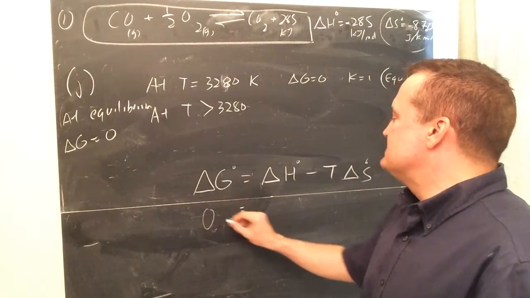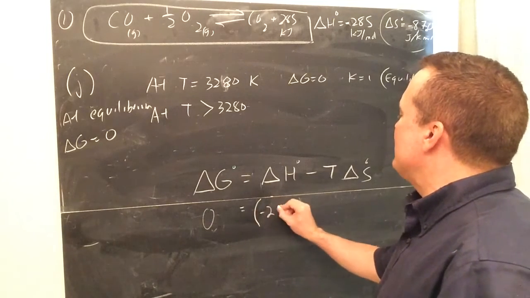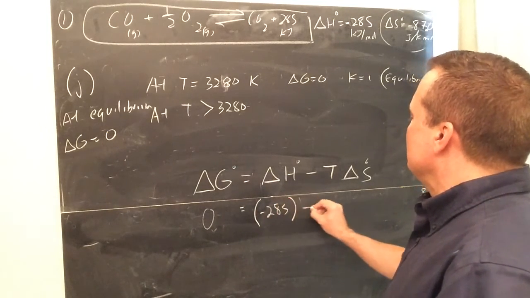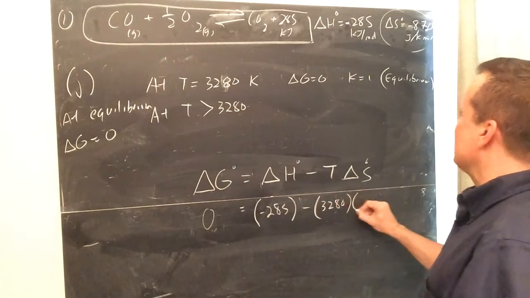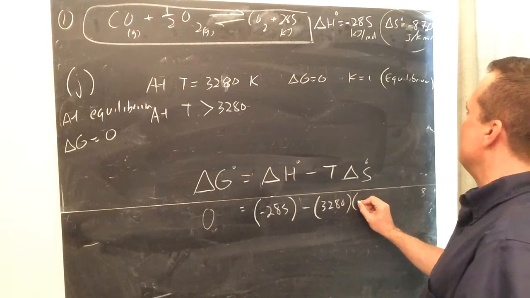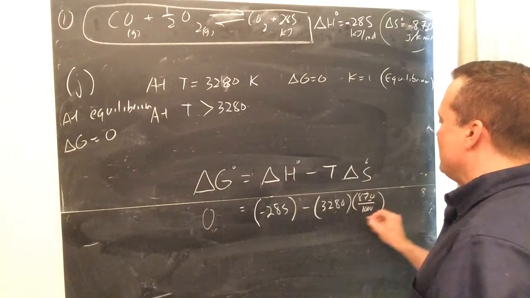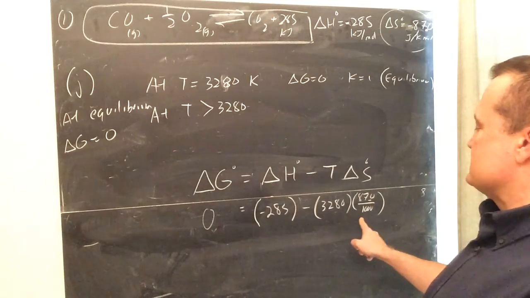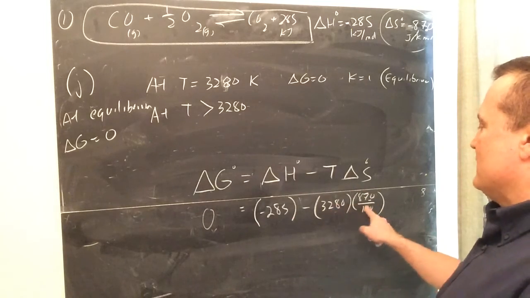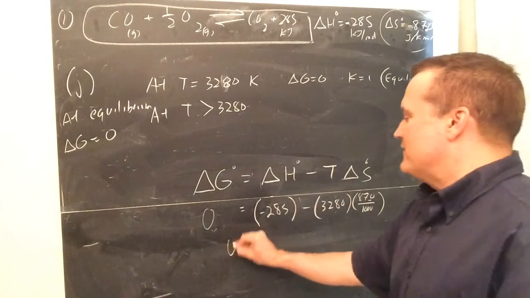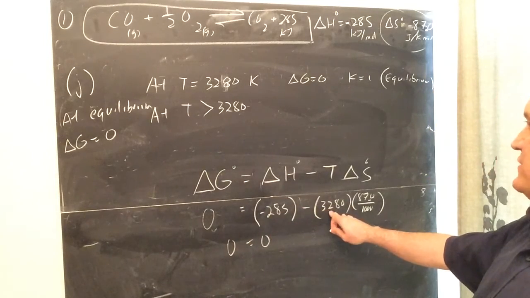We know that when that's 0, what was it, 3280? Okay, when that's 0, then negative 285 minus, and this side is 3280 times 87.0 over 1,000. Okay, so we know that this equals this. These two things equal 0, all right? When you have 3280 there, it is exactly 0 equals 0, okay? So at equilibrium, temperature is 3280.